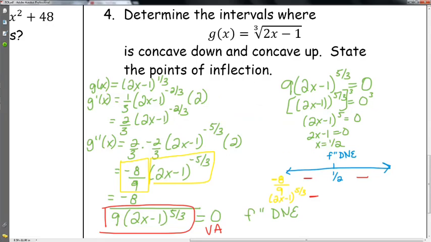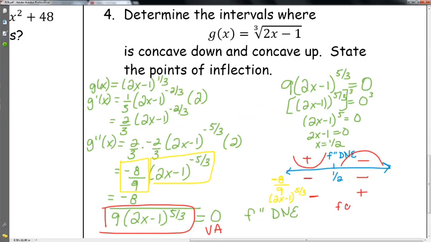If I pick a number greater than 1/2, let's say 1, 2 times 1 minus 1 is going to give me 1 to the 5/3. Again, that's going to give me, instead of a negative number, a positive number. And so now I'm going to multiply my signs. So negative times a negative is a positive. A negative times a positive is a negative, so that means my function is concave up from negative infinity to 1/2, and concave down from 1/2 to positive infinity. And my point of inflection is 1/2.